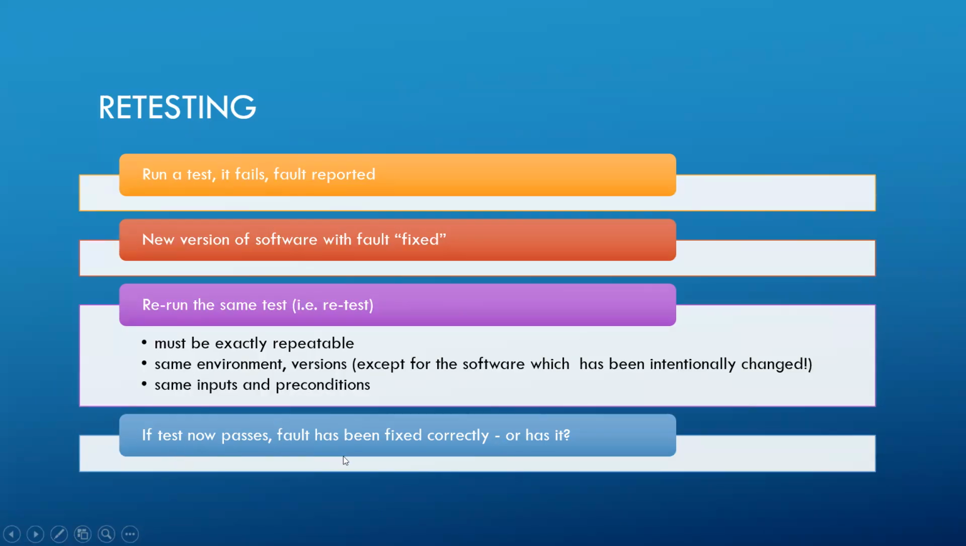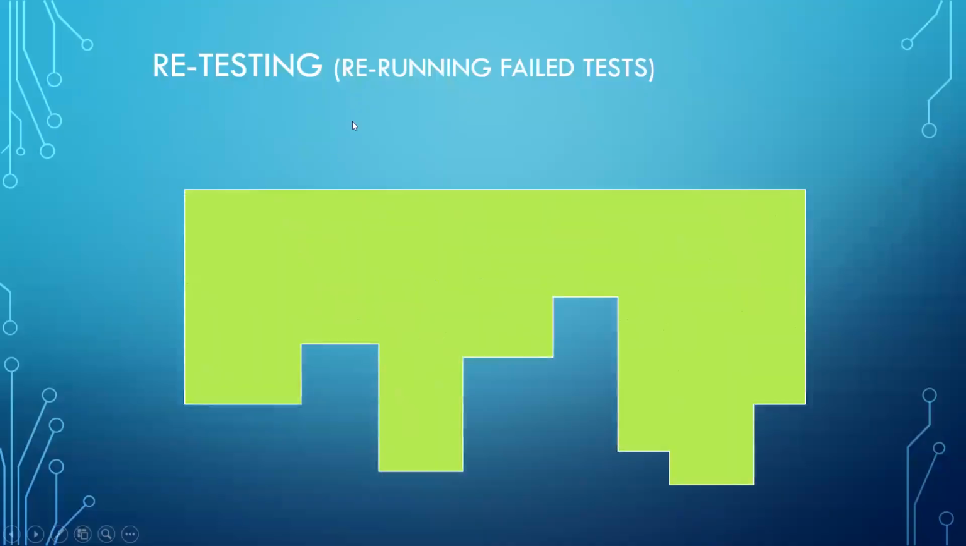So if the test now passes, the fault has been fixed correctly. Sometimes what we see is that we are going to execute only that particular test case. We may not know whether it is going to introduce new issues or not. So for that reason, we have another analogy for this. Here you can see, when we are retesting, what happens is rerunning the failed test case.